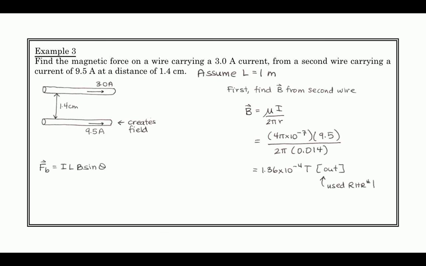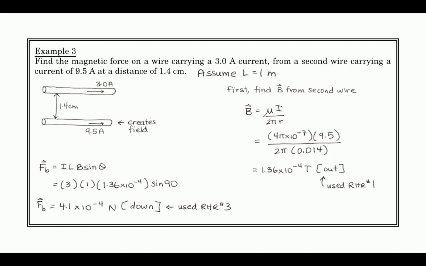So now I can say, oh, well, my magnetic force is equal to I times L times B times the sine of the angle in between them. And so I can say, okay, the current in this upper wire is 3 amps. The length of it is 1 meter. I know the magnetic field, and I happen to know the angle in between the current and the magnetic field is perfectly perpendicular. It's 90 degrees.